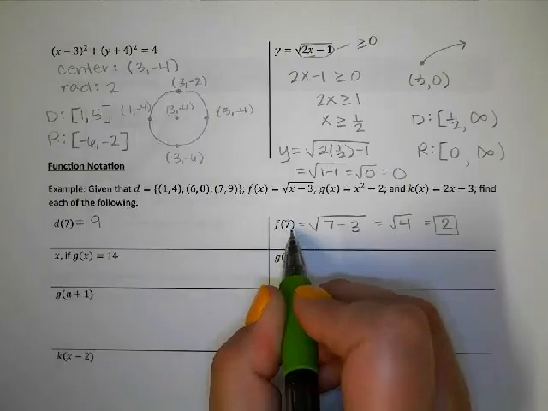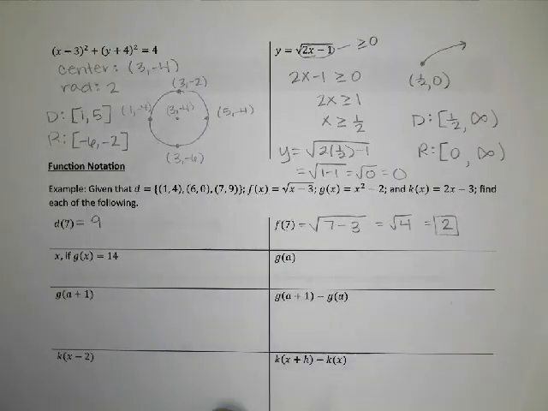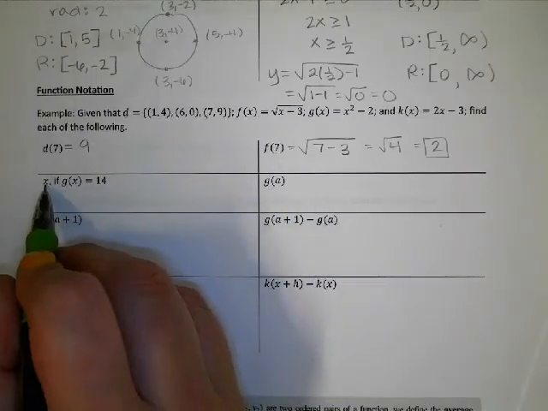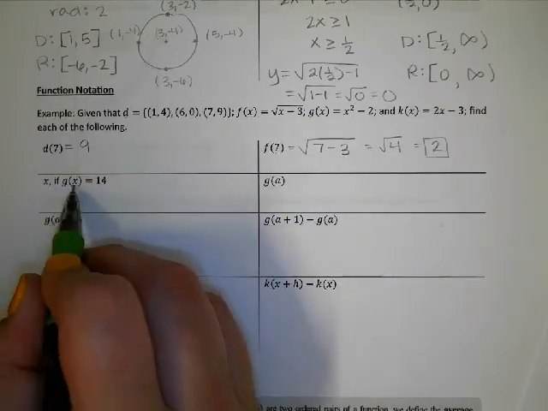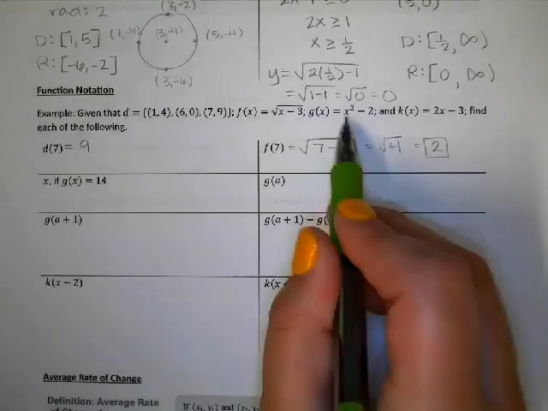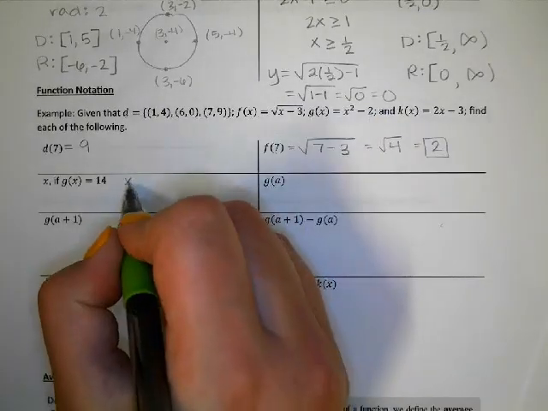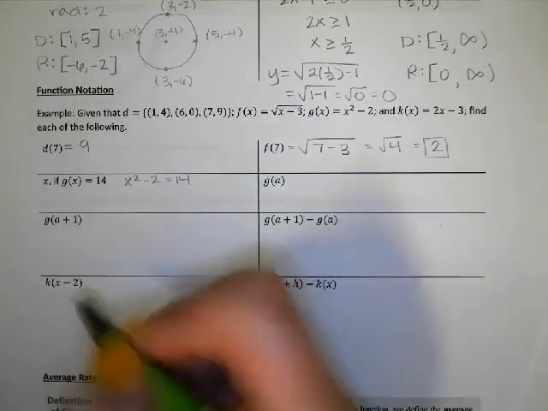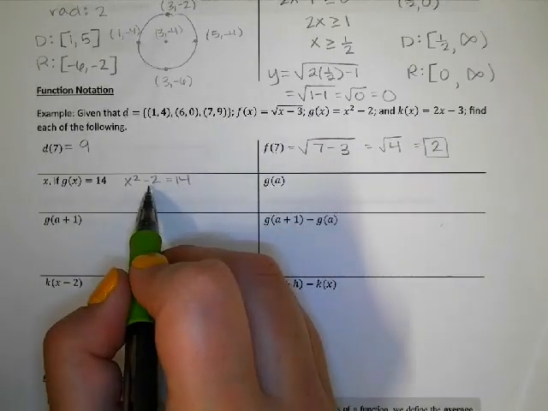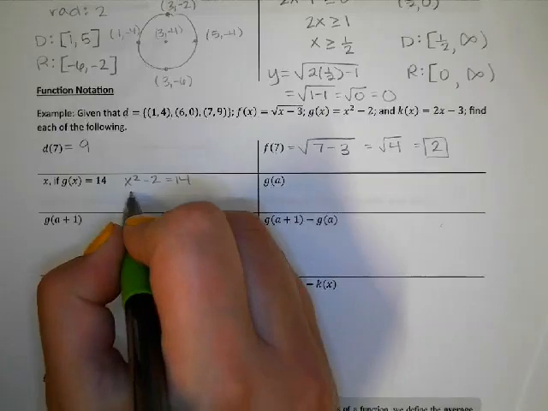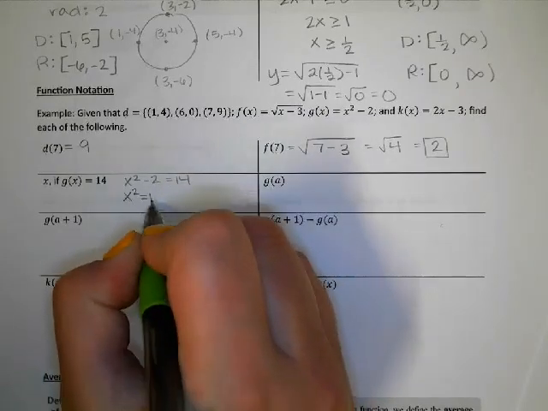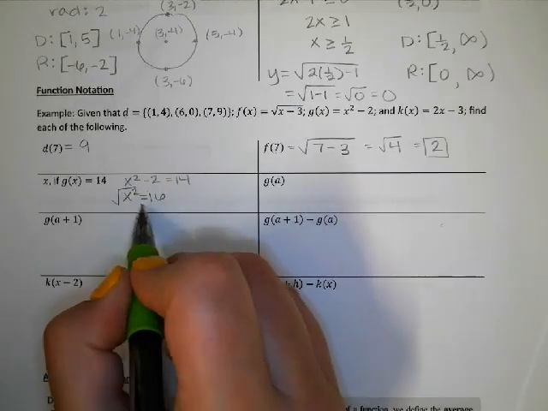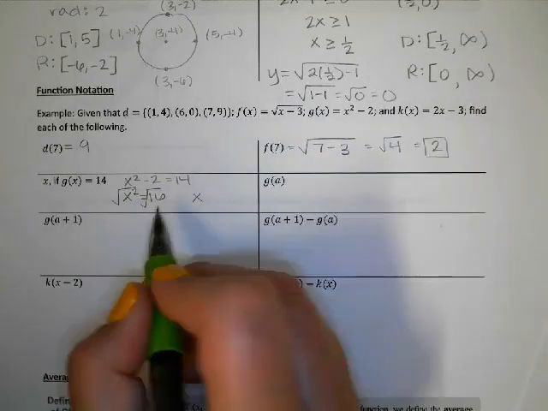The next one says find x if g of x equals 14. So if I take g of x and the answer is 14, what would x have to have been? Well, I'll just go ahead and solve this equation. So I'm going to add 2 to the other side. X squared equals 16. And then to solve the equation, I need to square root. And so the square root of 16 is plus or minus 4. So there's 2 answers here. Positive 4, negative 4.